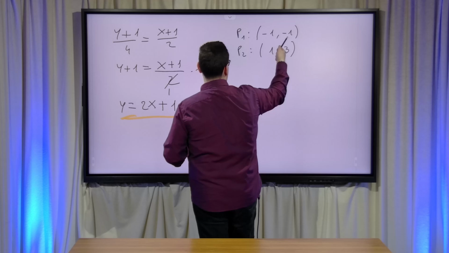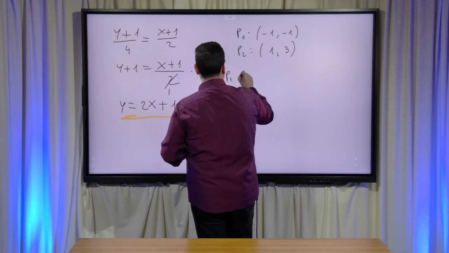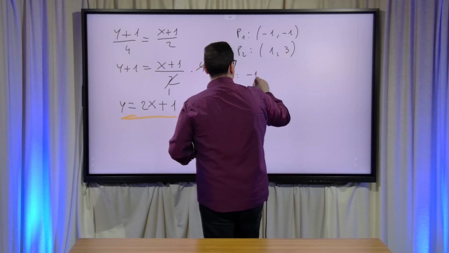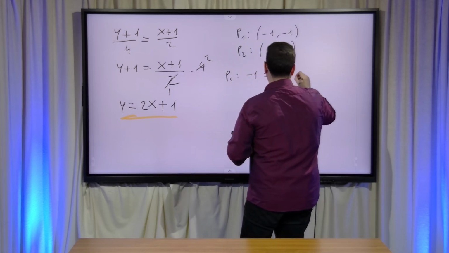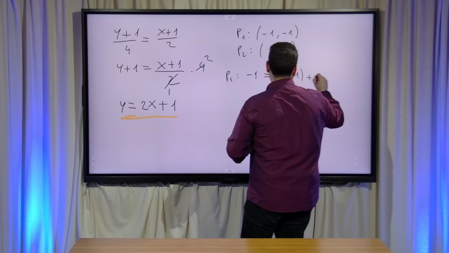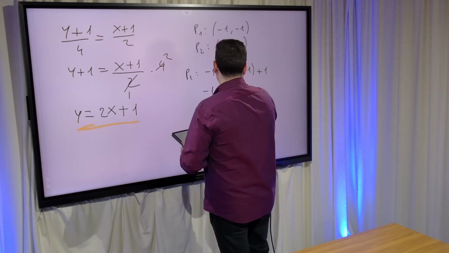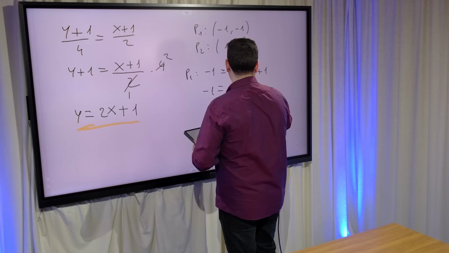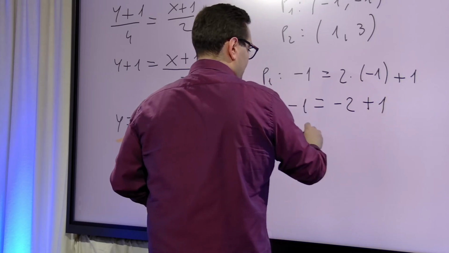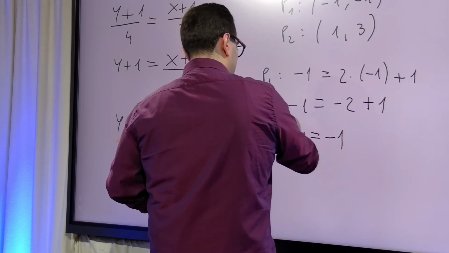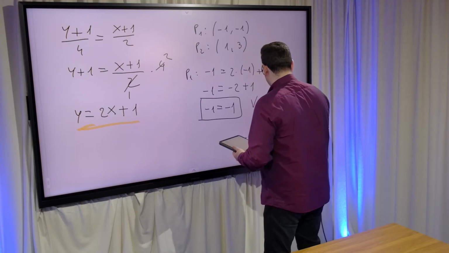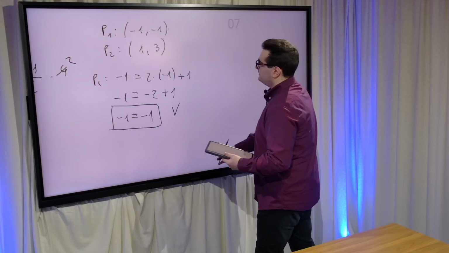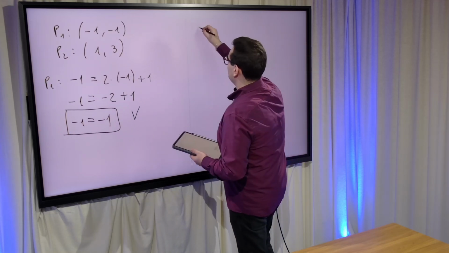So for point 1, y is -1 equals 2 times x, so 2 times -1 plus 1. So -1 equals -2 plus 1. As we can see, this is correct. Let's do the same also for point 2.